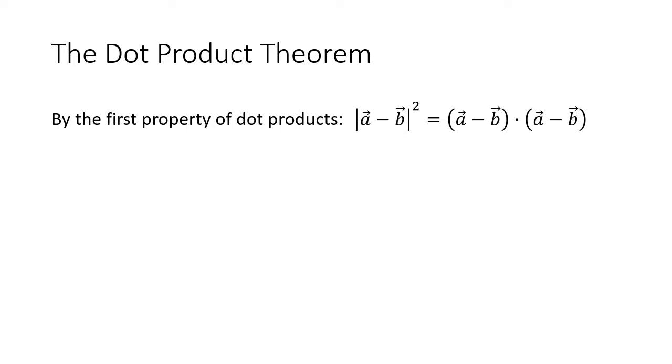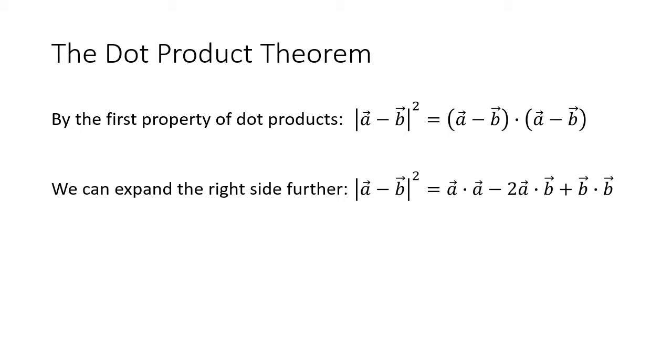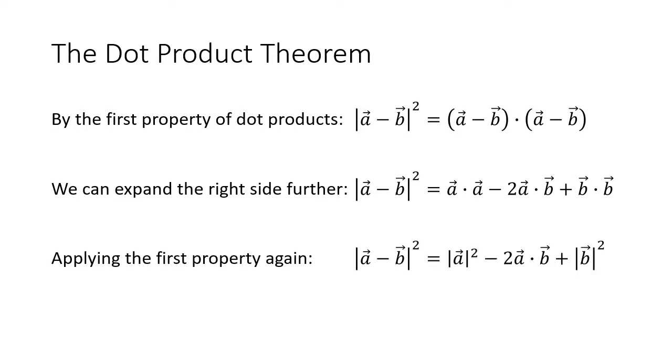By the first property of dot products, though, if I take a look at that left-hand side, the magnitude of a minus b squared, I know that that's really that vector dotted with itself. Then if I apply property 3 to this expression, it actually expands exactly how we would expect it to expand. It's a very nice property of dot products. It's basically a binomial expansion. So I get a dot a minus 2 a dot b plus b dot b. Well, apply the first property again.